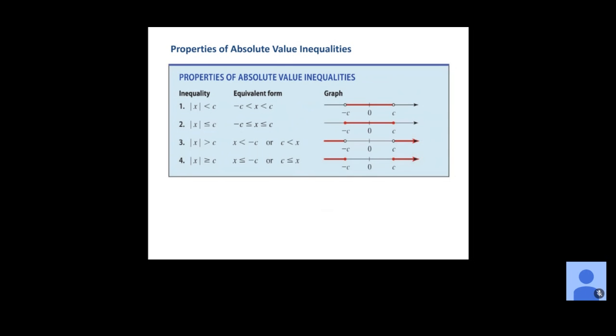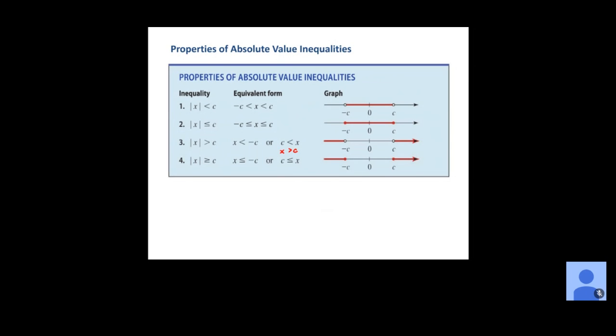Now, when you have absolute value of x greater than a c value, that actually means that x is less than negative c or x is greater than positive c, right? Because if you want to flip this around, that would give us x greater than positive c. Again, open circles at c and negative c because we don't have an equal to there. But this time, our shading actually goes out in opposite directions, right? To the left of negative c and to the right of positive c.